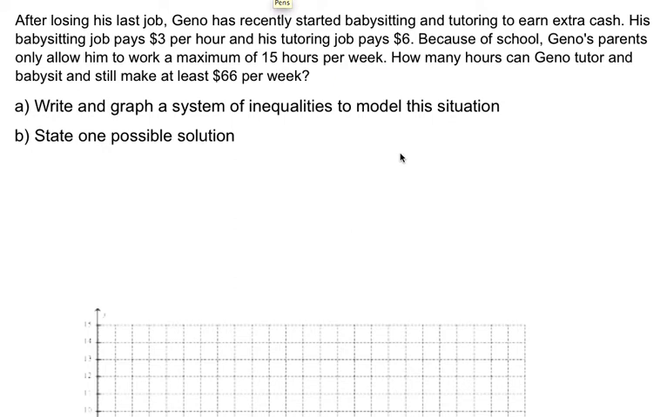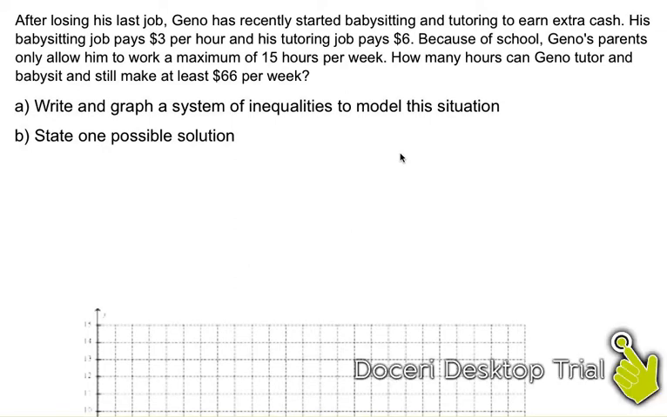So in order to answer this question, first we'll want to model it using a system of inequalities. And I know that I'm working with an inequality problem here because I see a lot of keywords. Let's see if you guys can identify the keywords. When I'm reading this, I see the word maximum, which tells me that he can't work above 15 hours. He could work up to 15 hours. I also see that he wants to make at least $66, which means he could make $66 or more. So those words tell me that I'm working with inequalities.